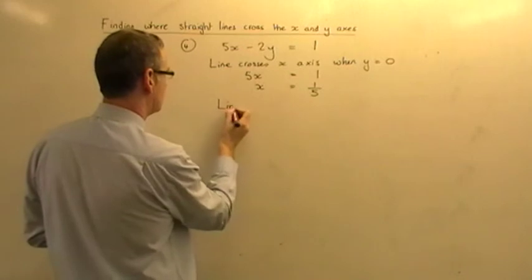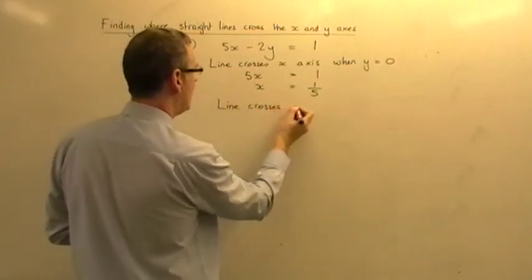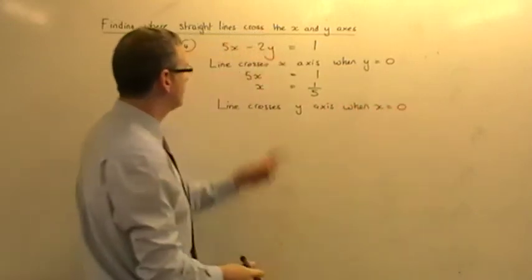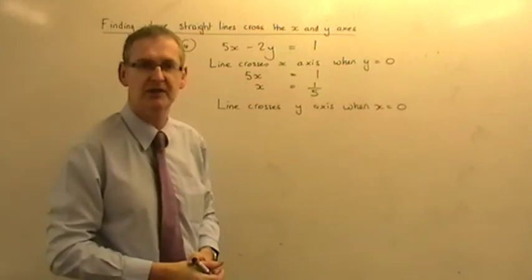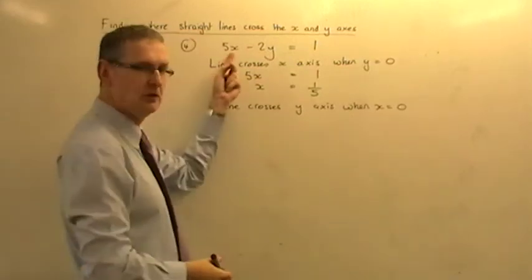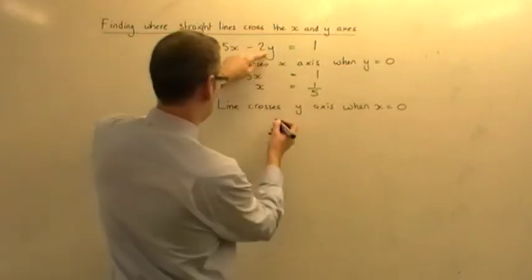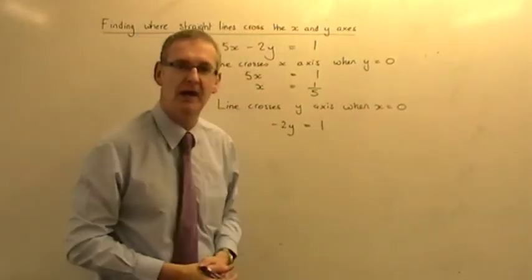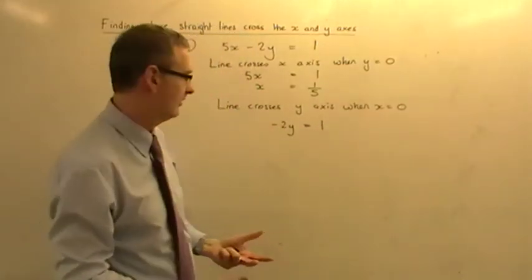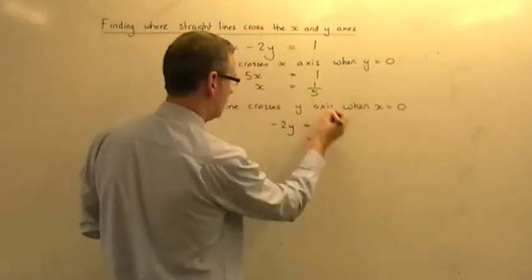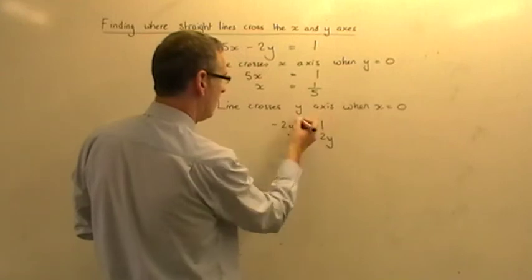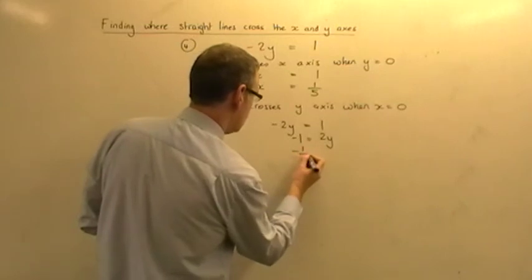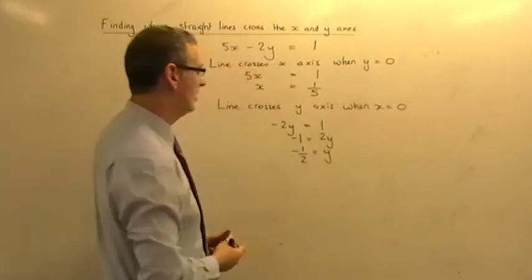Next, line crosses the y-axis when the x value will be 0. So you just take the original equation and everywhere you see an x, change it to 0. So you get 5 noughts. That's nothing. Minus 2y equals 1. So we end up with a little equation in y that we need to solve. Now, many ways of solving this. What I'm going to do is simply say take the minus 2y to the right, make it plus, take the 1 to the left, make it minus 1. So I get to there. Divide both sides by 2, you get minus a half is equal to y.